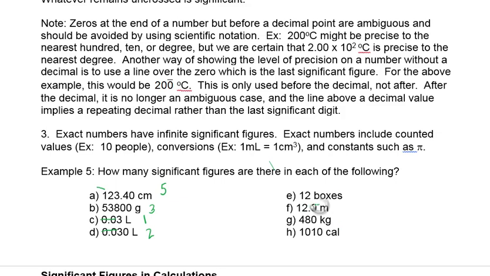12 meters has a decimal. We're going to start from this side. It's got 2. $480 also has no decimal, so it doesn't count.